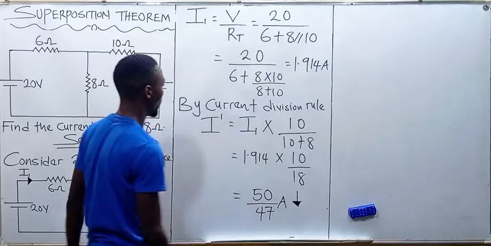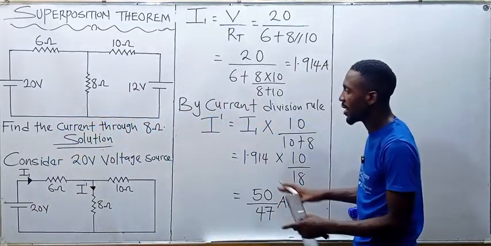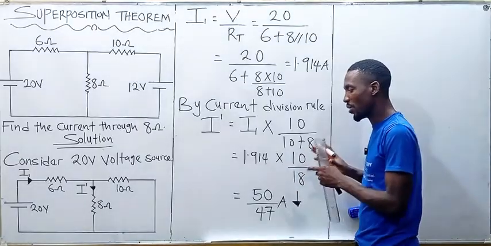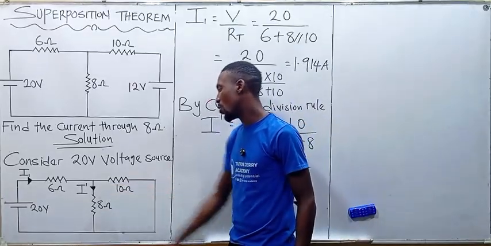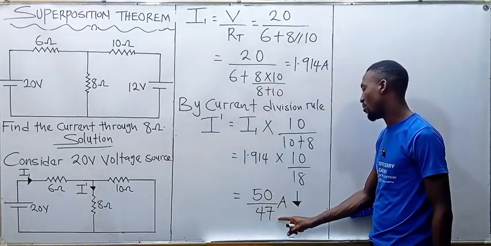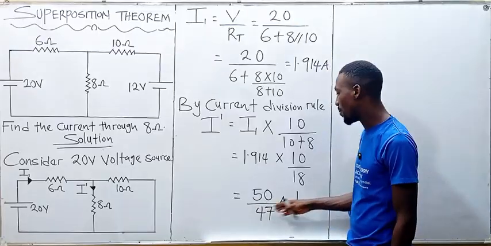All right, so that's what we are going to have. So we are done with the case when we consider the 20 volt voltage source: the current passing through the 8 ohms is going to be 50 over 47 ampere. You can decide to write the answer in standard form, which is 1 point something.